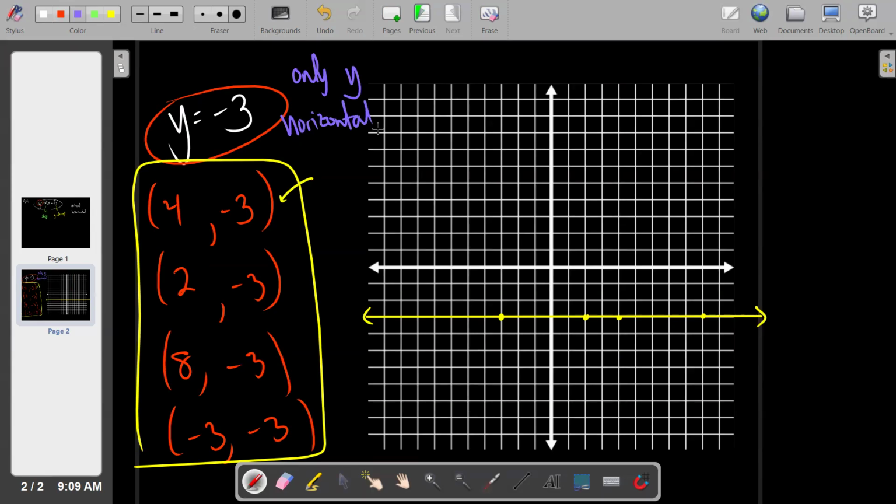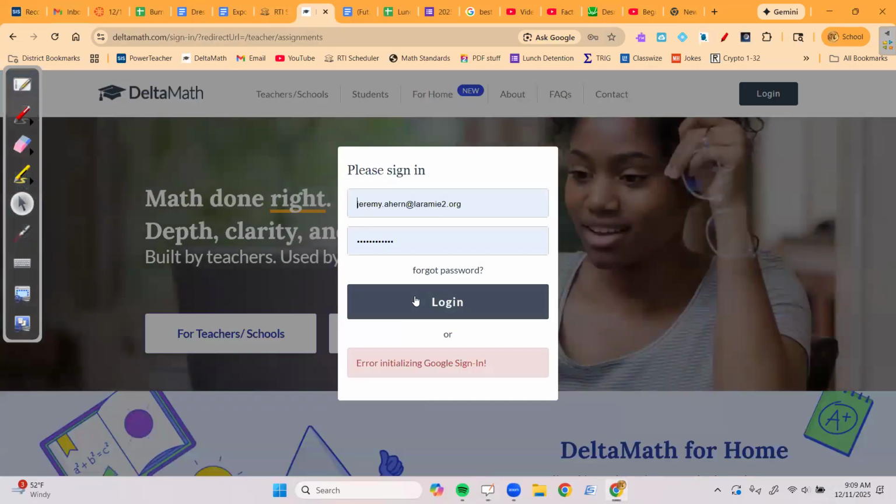Right? Great. I'm going to pause this for just a second, and then I'm going to quickly work through a couple Delta Math questions, and then you guys are going to work, work, work. So I want to show you in Delta Math what you're going to be up against. Oh, look, it's making me sign in. It's cute.